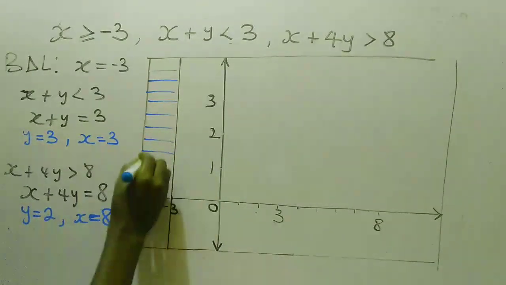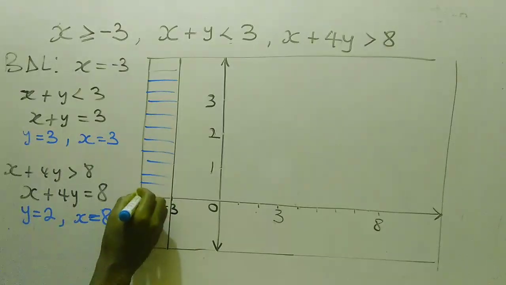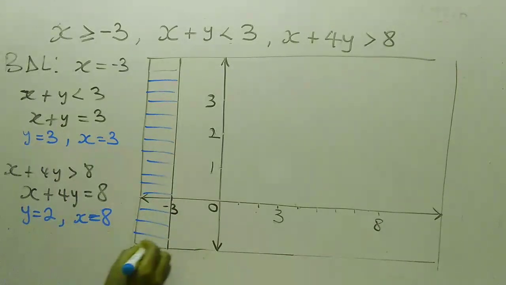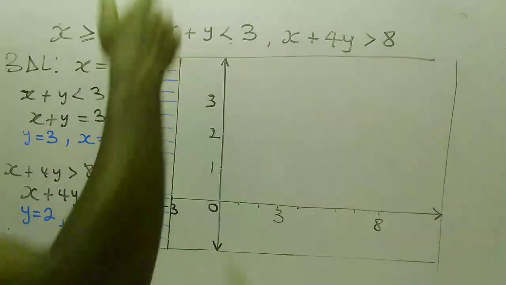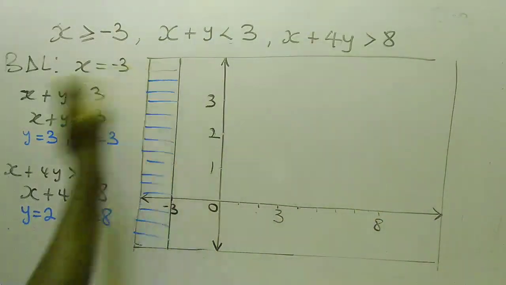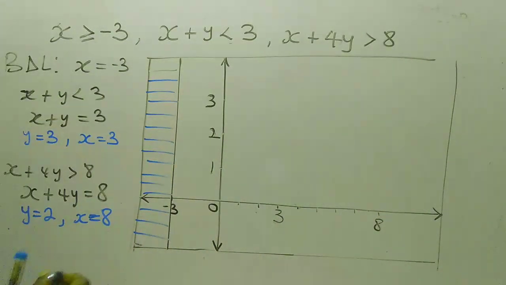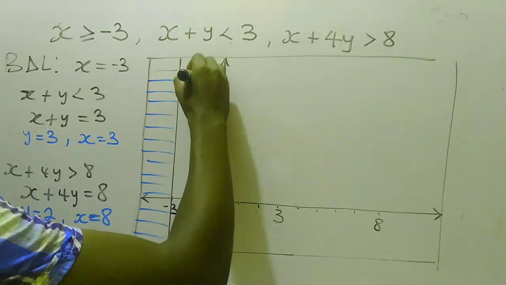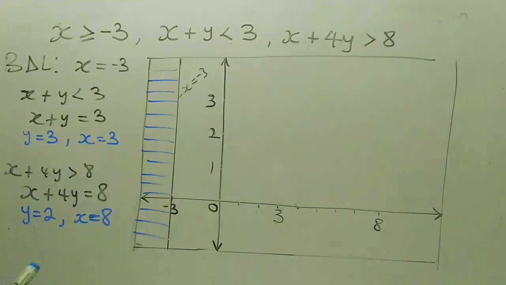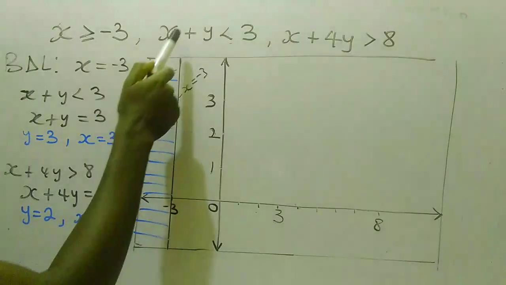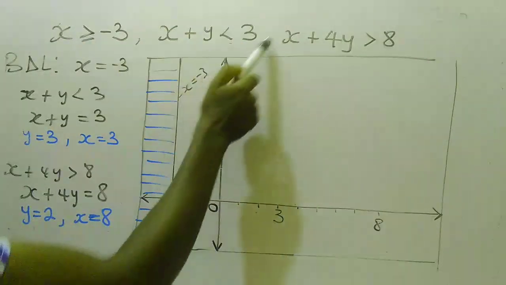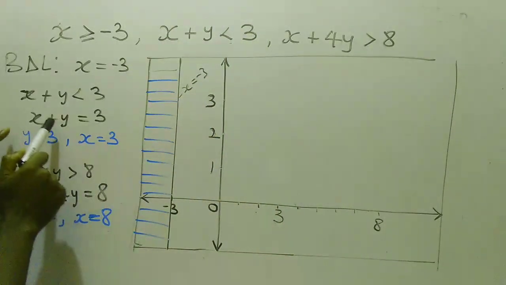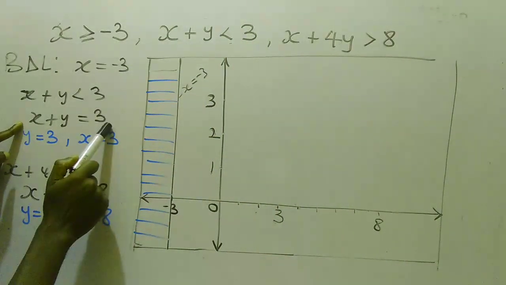As I said earlier, our boundary line gives us the demarcation between the accepted region and the rejected region. So our boundary line here is the line for x equal to -3. Let's go to the next one. The next one is this inequality, and the boundary line is x plus y equal to 3.